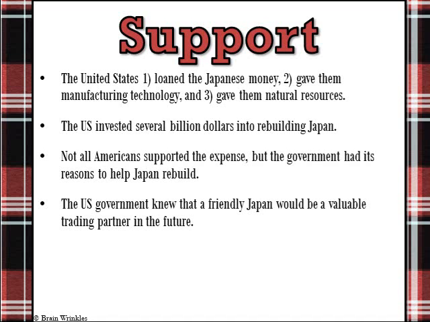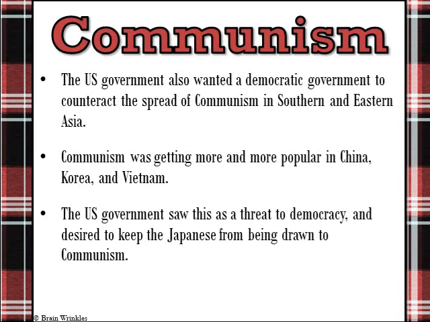Next slide. Support. The United States, one, loaned the Japanese money, two, gave them manufacturing technology, and three, gave them natural resources. The U.S. invested several billion dollars into rebuilding Japan. Not all Americans supported the expense, but the government had its reasons to help Japan rebuild. The U.S. government knew that a friendly Japan would be a valuable trading partner in the future. Next slide.